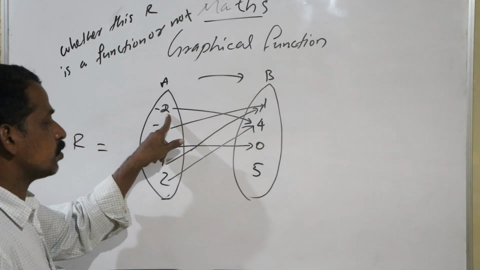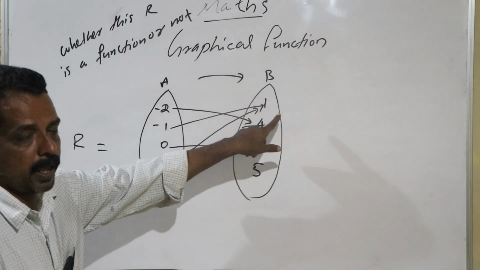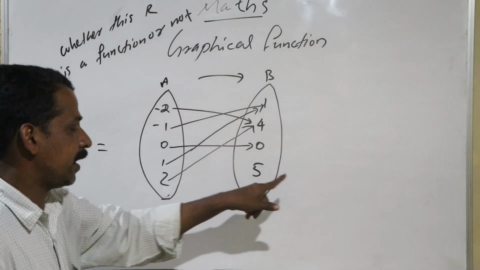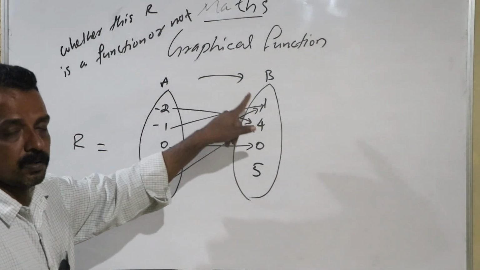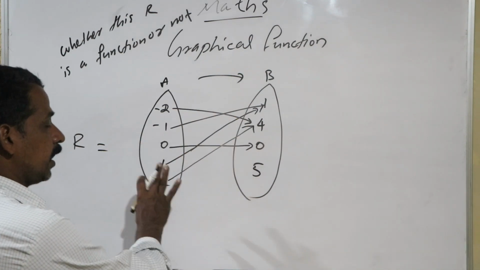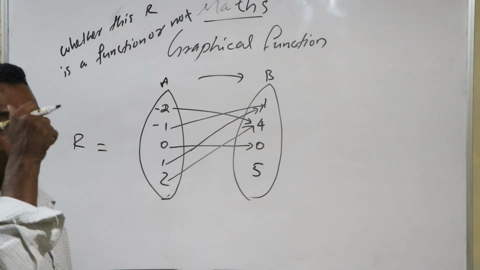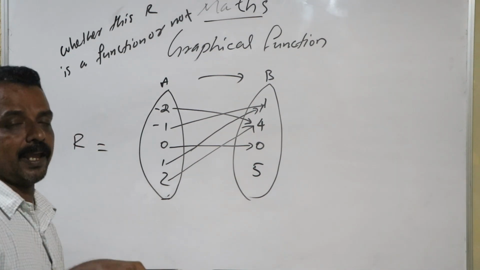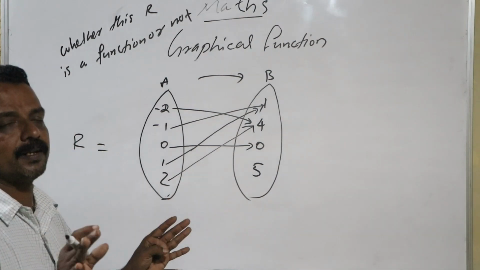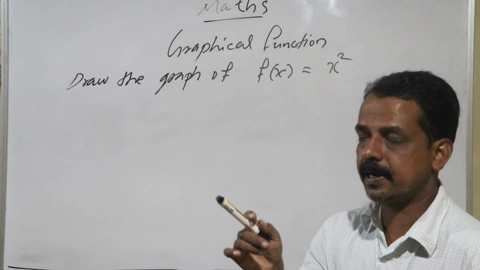But this relation is a function. Why? -2 has one image, -1 has one and only one image, 0 has one and only one image, 2 has one and only one image. So the relation is a function. Why? If the elements in set A have one and only one image in set B, then the relation becomes a function. Okay? Here is another question.